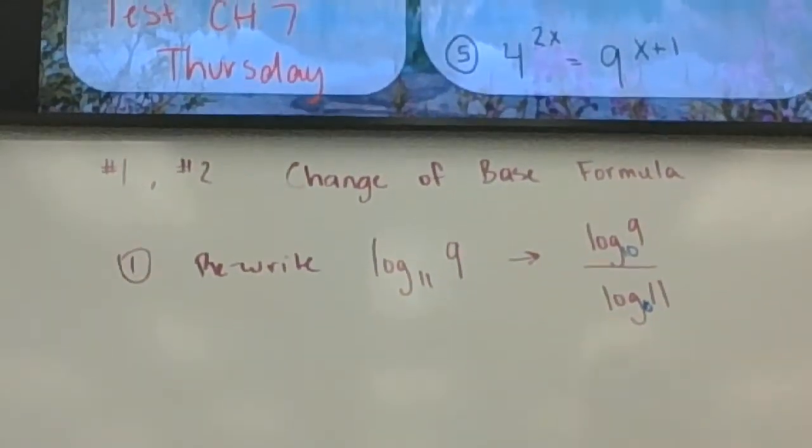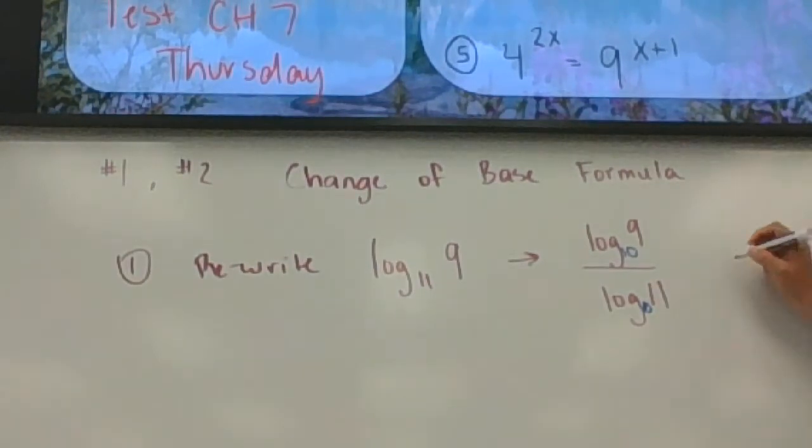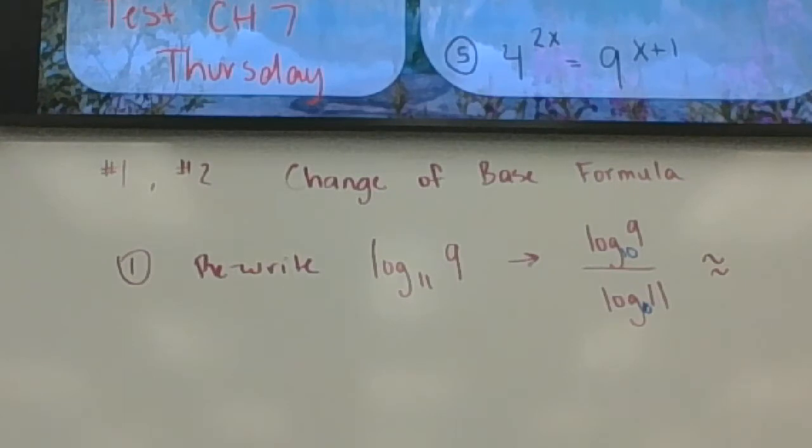And everyone's calculator should do that. So you want to round all of these to the 10,000th. So that's 10, 100, 1,000, 10,000. That's 4 decimal places.